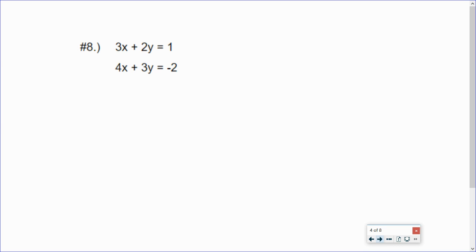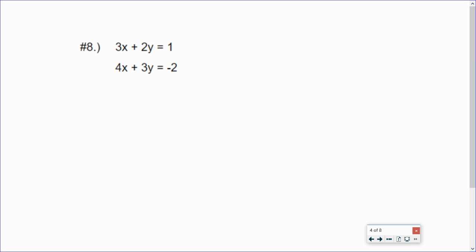Now, there's a lot of different ways you can think about this. What I like to think about is I want to find the least common multiple between these two numbers. So I want to take, let's say I want to pick on the x's. The least common multiple between 3 and 4 is 12.